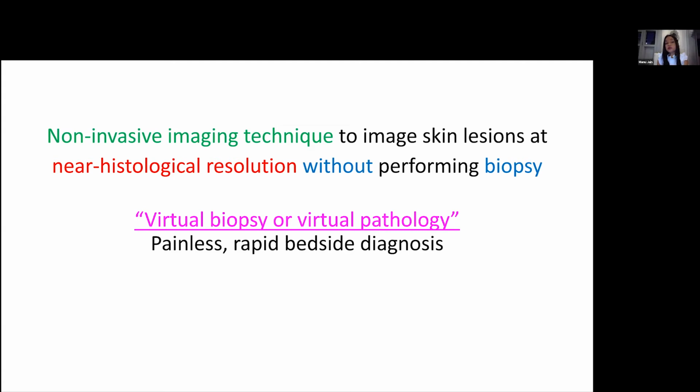And as it is virtual, there's no pain to the patient. The advantage is that a bedside diagnosis can be rendered and management can be made on the same day, saving a lot of pain, trauma, and money at the end of the day.